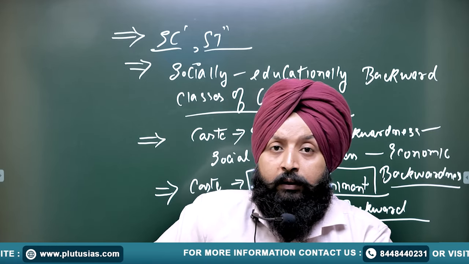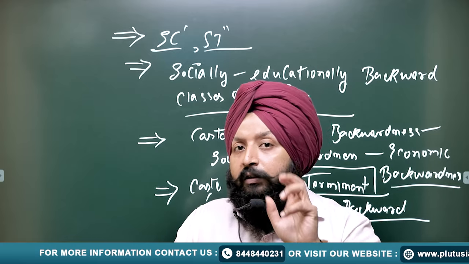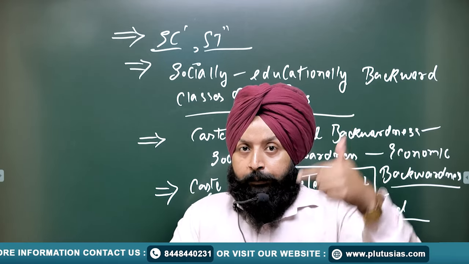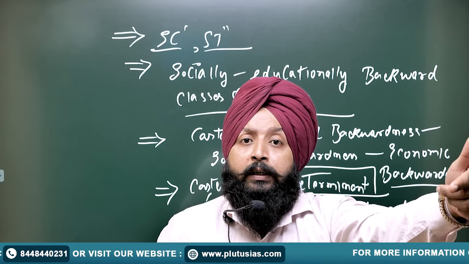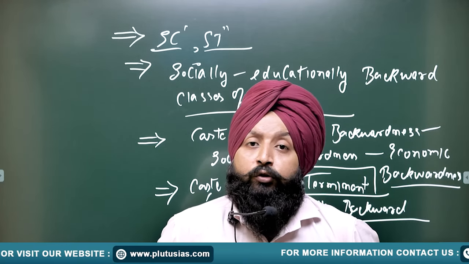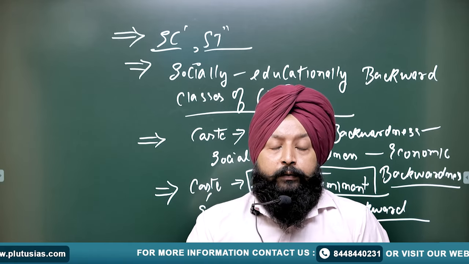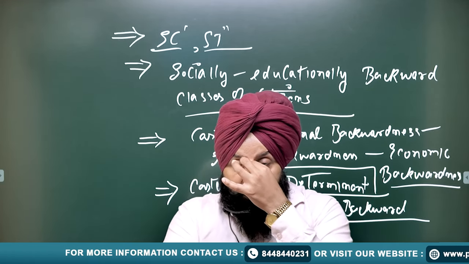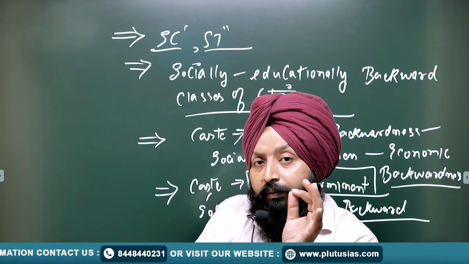Suppose now the state, because Article 15 clause 4 empowers the state to make special provisions. So while invoking Article 15 clause 4, the state includes certain castes in the category of social and educational backward classes for the purpose of Article 15 clause 4. So now the court stated only caste cannot be a determinant of social and educational backwardness.